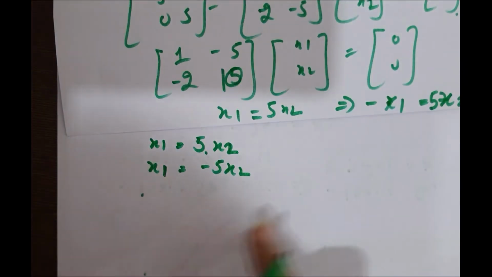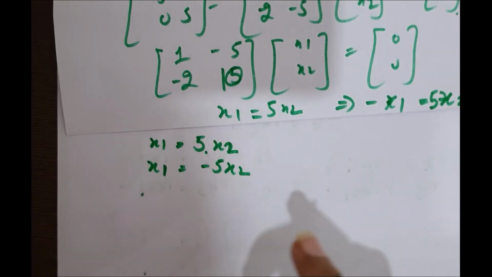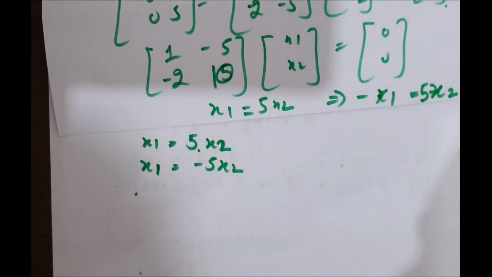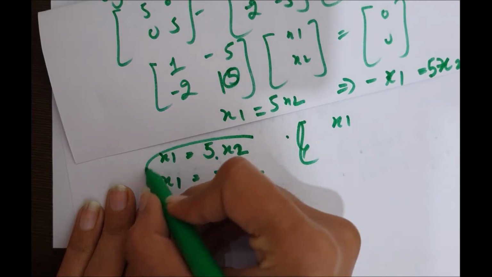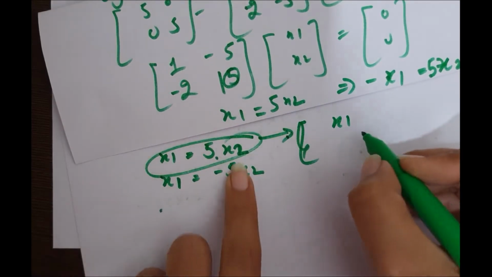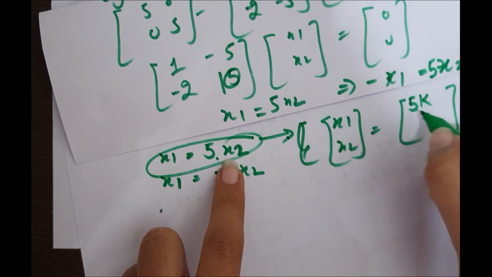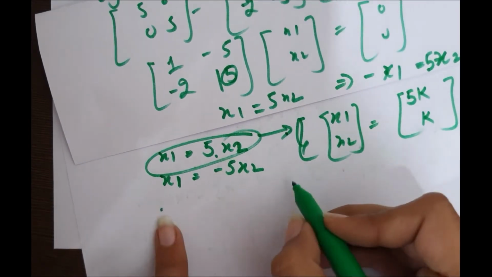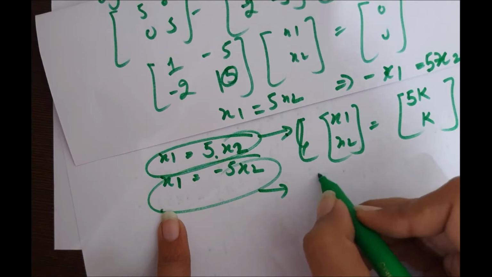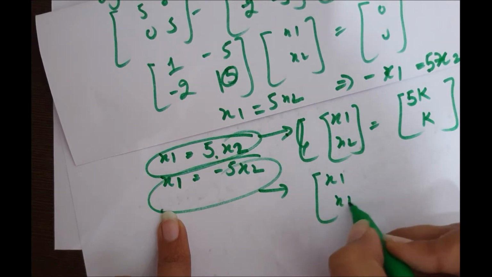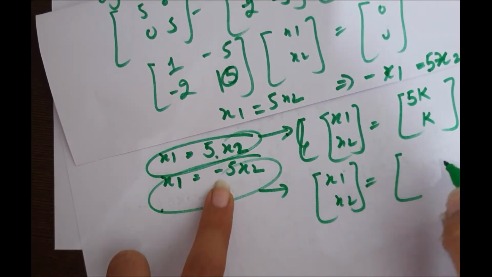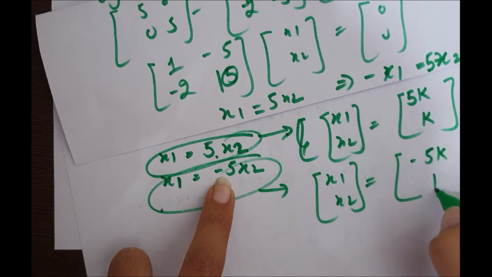This is what I want to tell you through this question. Two eigenvectors can be possible for one eigenvalue. So from this we get x1 x2 is 5k and k. From this equation we get x1 x2 is equal to minus 5k and k.